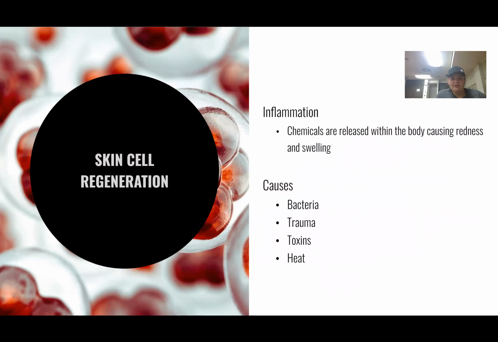All right, so the process of skin cell regeneration. It begins with multiple steps, and these steps include bleeding, inflammation, proliferation, and then maturation. And then the first one is bleeding, which we'll go into further. And then you have inflammation, which is chemicals are released within the body, and this causes redness within the skin. And these causes range from bacteria, trauma, toxins, and heat.